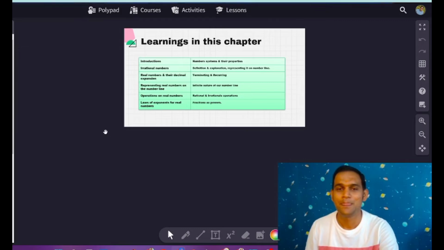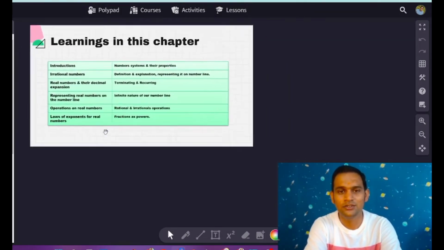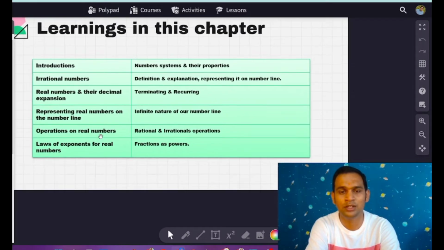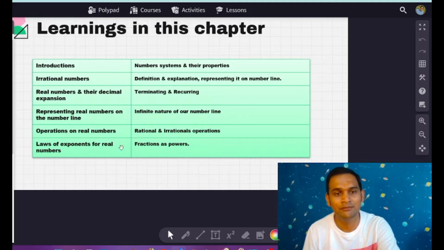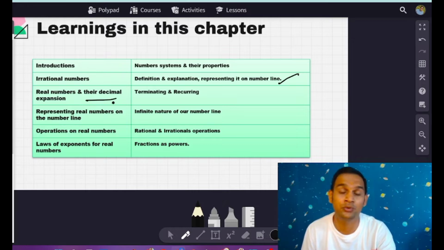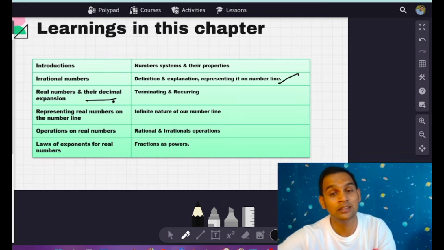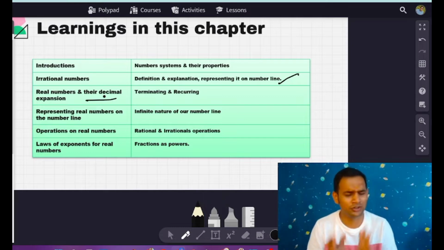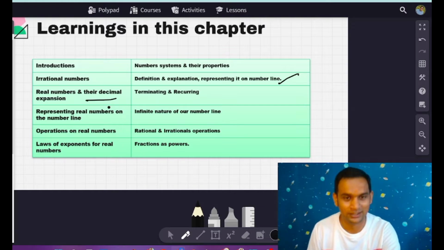And what are we going to learn in this chapter? Let's take a look. First, we will learn about number systems and their properties. Then we are going to learn about irrational numbers, their definition, the explanation, and how we represent irrational numbers on the number line. Then we are going to read about real numbers and their decimal expansions, including terminating, recurring, non-terminating, non-recurring, all the types of decimal expansion. That will have lots of new terms introduced for you, but we will try to understand it in detail.